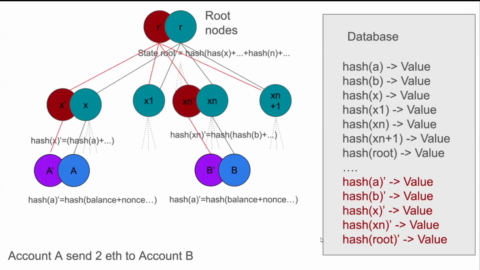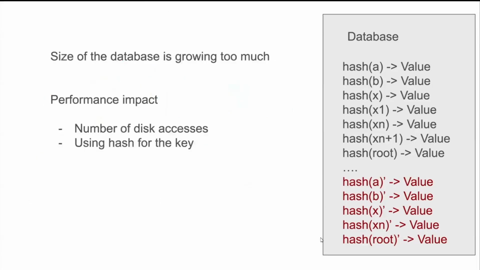So it's only a transfer between 2 accounts, and the state is very small. But on the mainnet, the blocks are more complex. We have more state modifications, and the state is bigger with more intermediate nodes. So each block will add a huge amount of new entries in the database. This is the kind of problem we can have with Forest: the size of the database is growing too much and too fast, and we also have performance issues when reading the state, because of the number of disk accesses and because we are using the hash as the key.